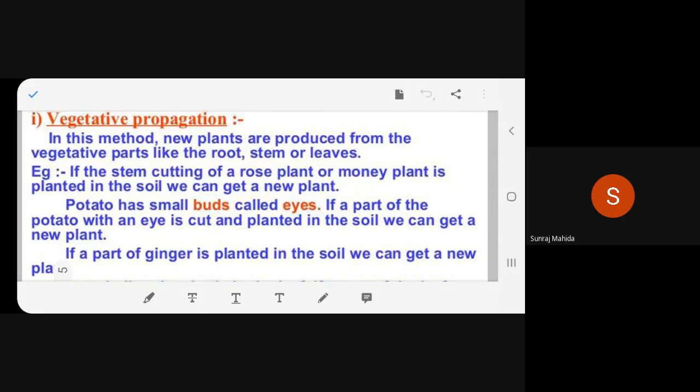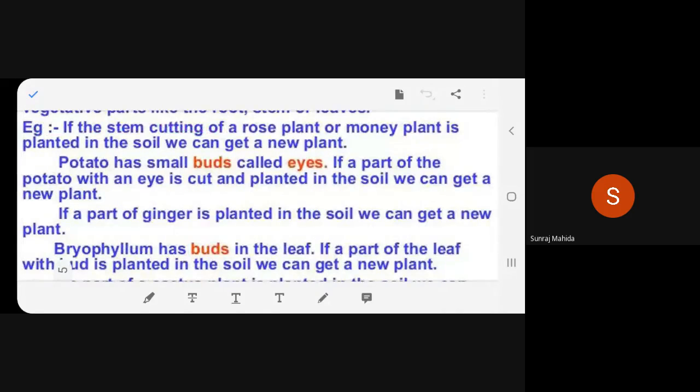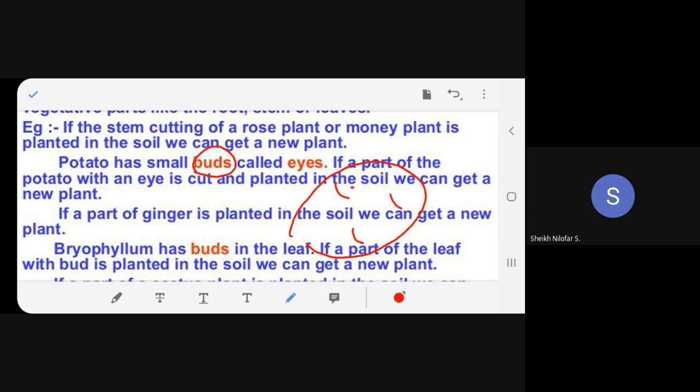Now, during rainy season, in potatoes, you can see small plants coming out from the potatoes. Have you observed that anytime? Yes, ma'am. So these are called buds. If this is a potato, you can see this sort of structure, this dot structure, which is called an eye. Have you observed these structures on potatoes? From here, a new plant will come.